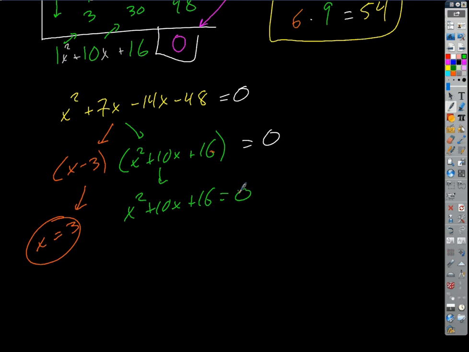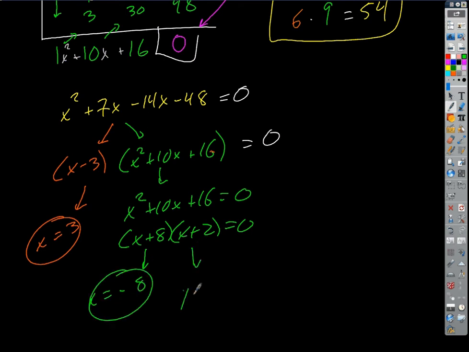Is there an easier way? Can we find magic numbers, in other words? What are they, Leon? What are numbers that multiply to 16 and add to 10? 8 and 2. Good. So this one breaks up into x plus 8 and x plus 2. So what are my other zeros? Negative 8. There's 1. And negative 2, right? So that seems like a lot of stuff, doesn't it?